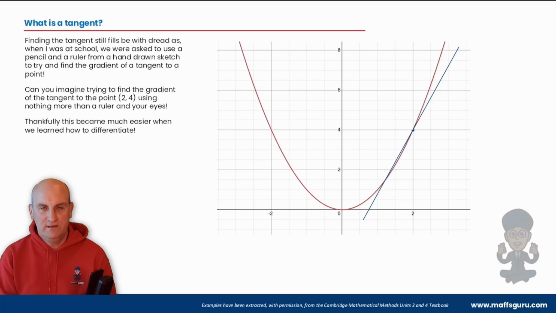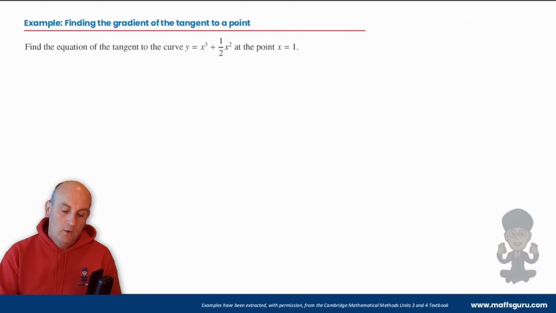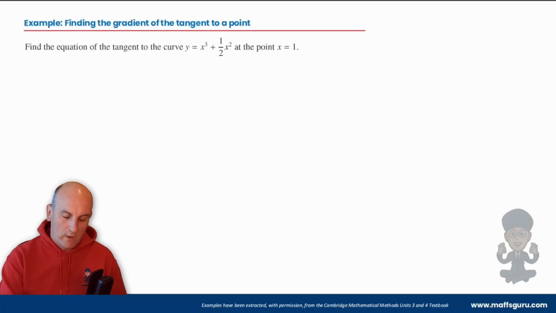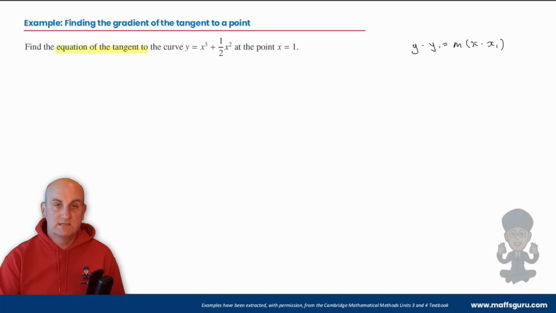But now we've got differentiation. Differentiation makes life a lot easier because we can find the gradient of a tangent at a point simply by differentiating. Okay, so let's look at this example about finding the gradient of the tangent at a point. We can do that. Find the equation of the tangent, all right? So that means we're going to use y minus y1 equals m(x minus x1) somewhere in here.